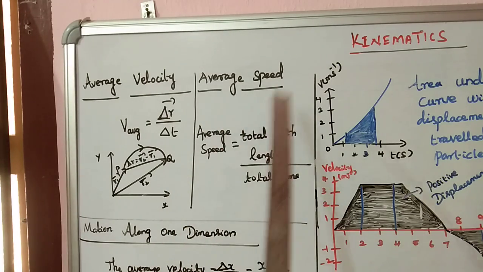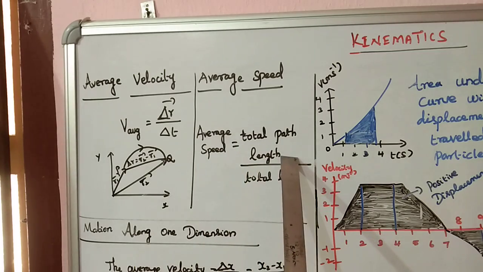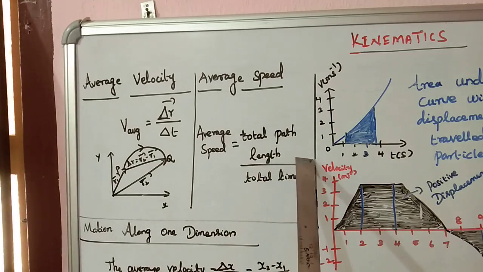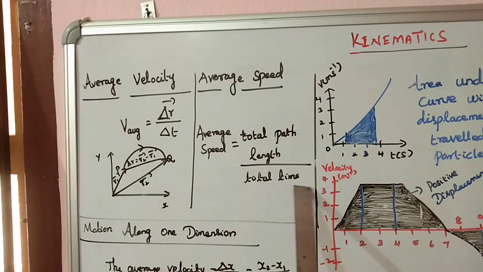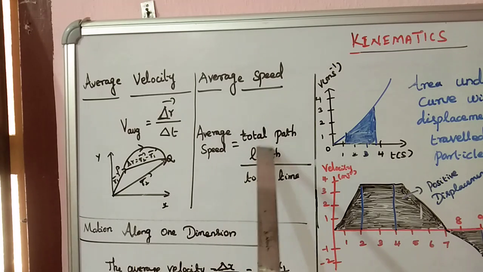And average speed. Average speed means the total path length travelled by the particle in a given interval of time. This is the explanation of average speed. So average speed means total path length.